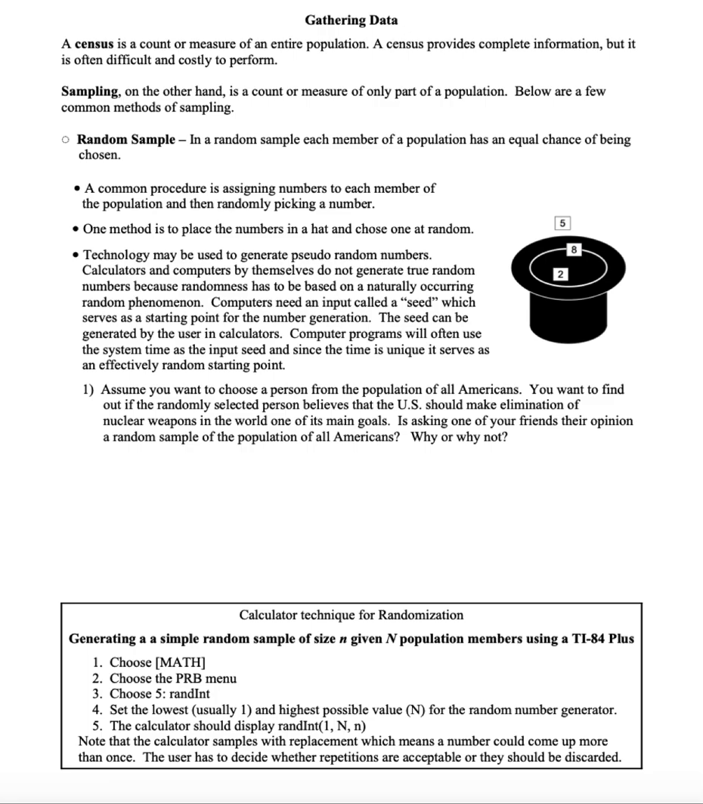Technology makes generating random numbers much easier, though. Technology can be used to generate pseudo-random numbers. And the reason why they're called pseudo is because calculators and computers by themselves don't generate true random data. Randomness has to be based on some naturally occurring random phenomenon instead. So computers will often use a seed, which serves as a starting point for the random number generation.